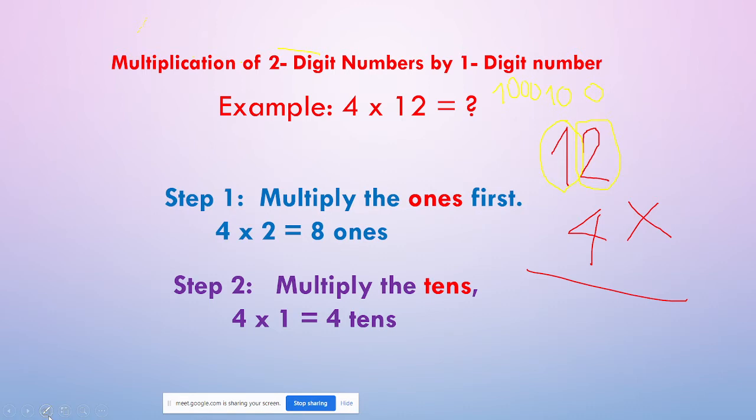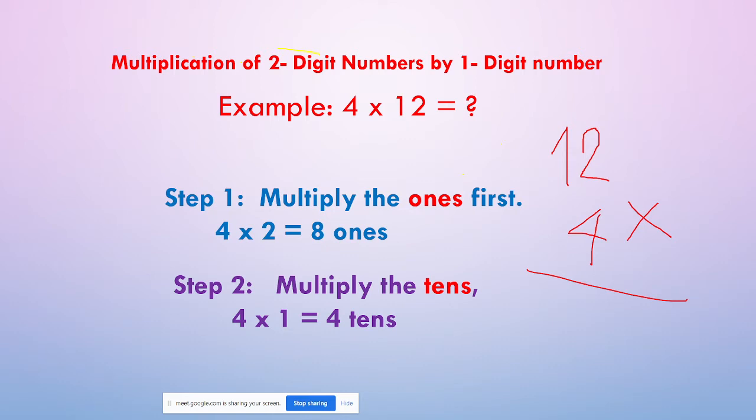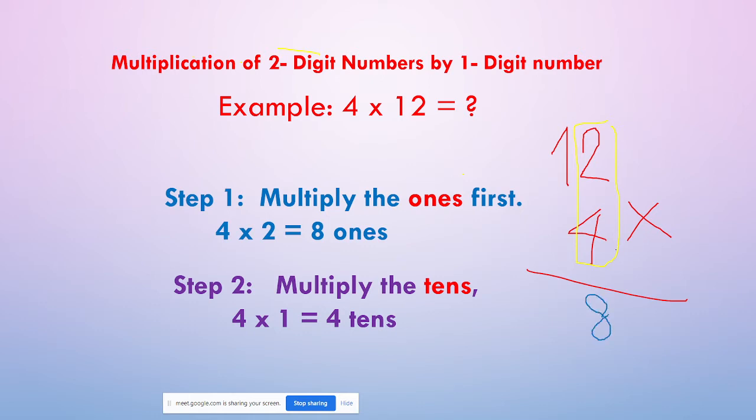So how do you multiply? Always start with the ones place. So what you do is you have 2 and 4 first because that's in the ones place. What is 2 times 4? Eight. And then after that, you go to the tens place. 1 times 4 is 4. So that is the answer, 48.